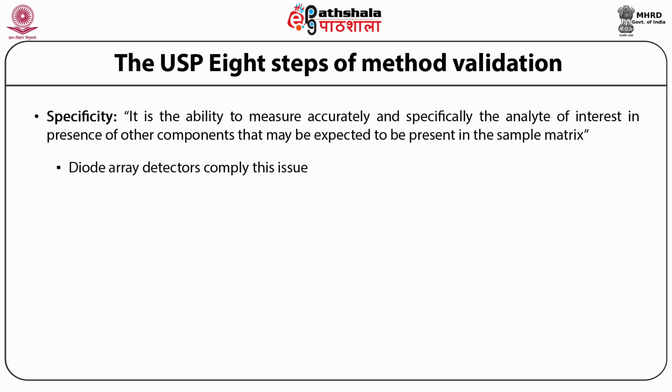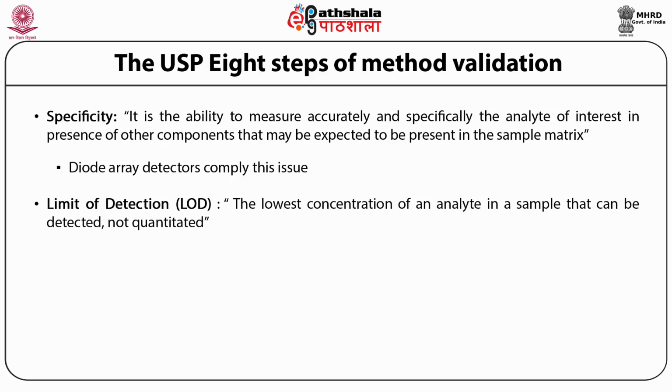For example, blood has cholesterol, bilirubin, and several other compounds which are soluble in chloroform. Suppose we go for liquid extraction, and this will show. Although your analytical wavelength may not be able to see it, at a different wavelength you will be able to see that. That is why diode detectors are capable of detecting the specificity of your method.